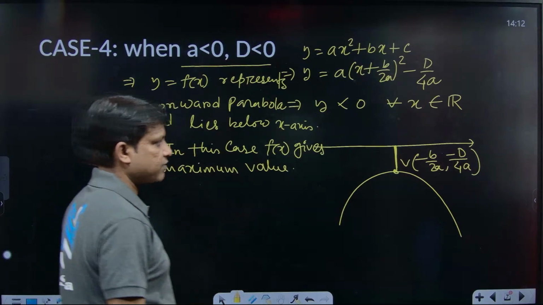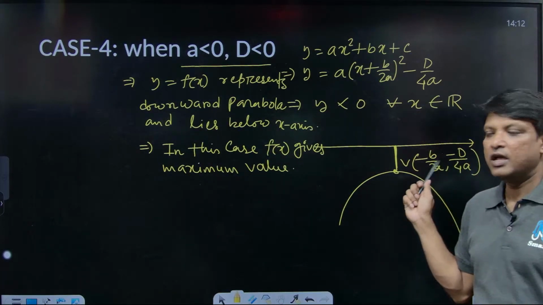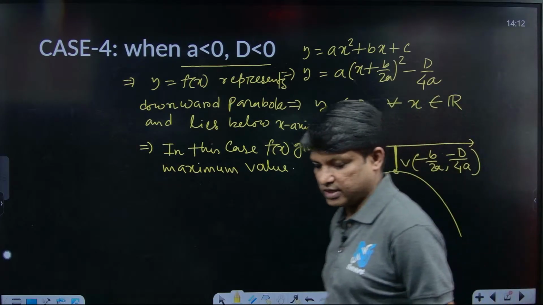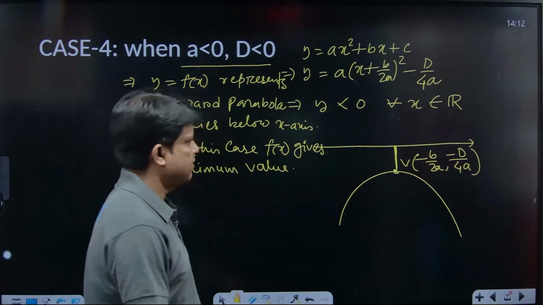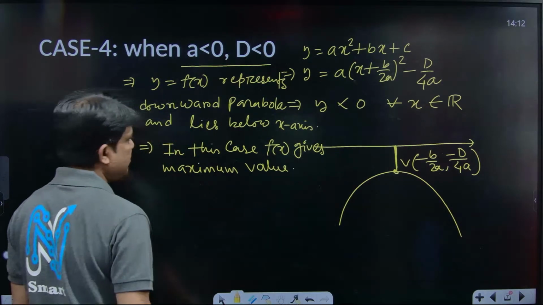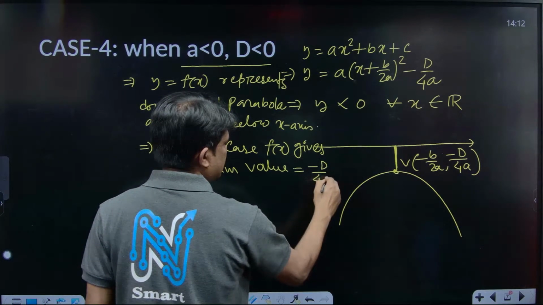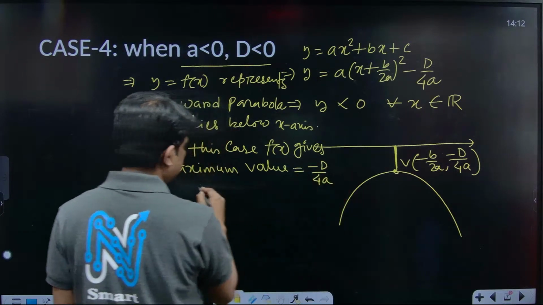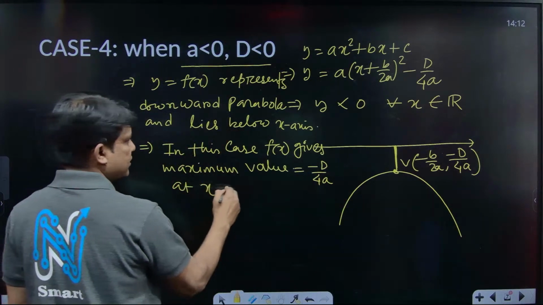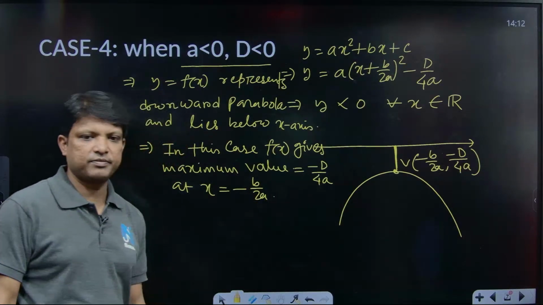And what is the maximum? This is the ordinate, the expression minus D by 4a, this is the maximum value of this function when x is minus b by 2a at the vertex. So the maximum value is minus discriminant by 4a at x equal to minus b by 2a.